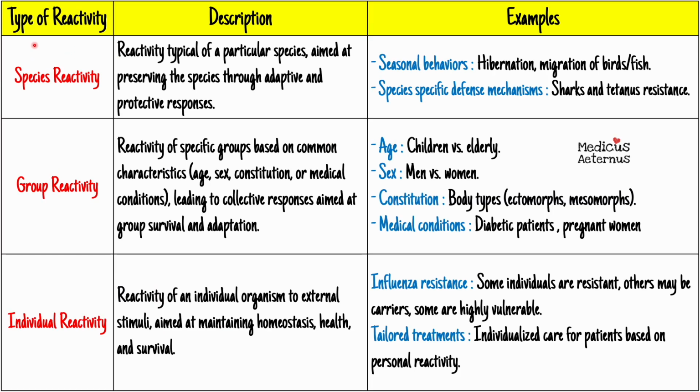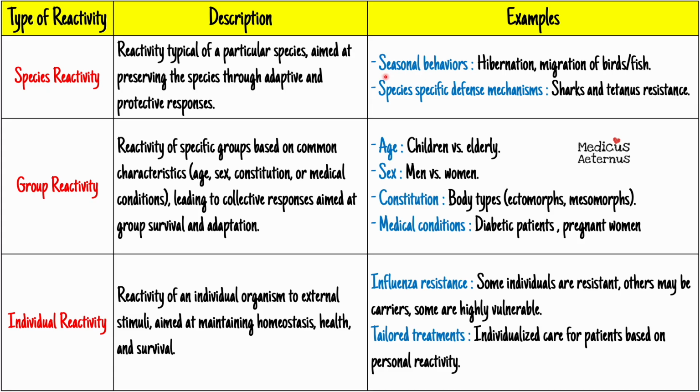Here we will talk about the types of reactivity. We have species reactivity, group reactivity, and individual reactivity. Here is a description of each one. For species reactivity, we have the reactivity that is typical of a particular species, aimed at preserving the species through adaptive and protective responses.